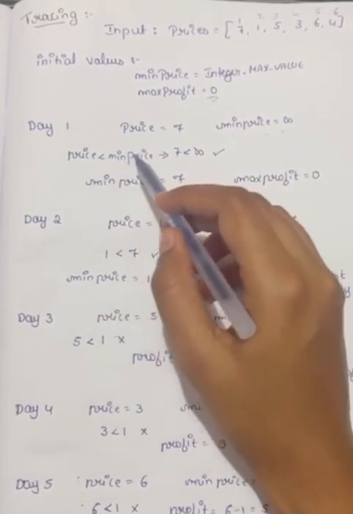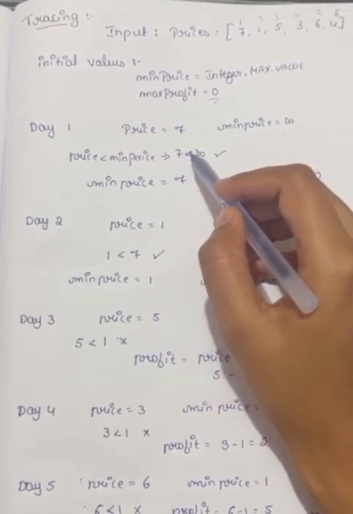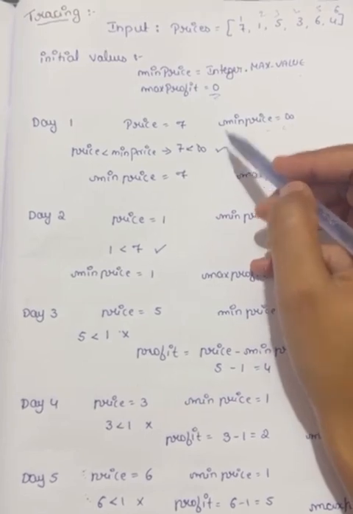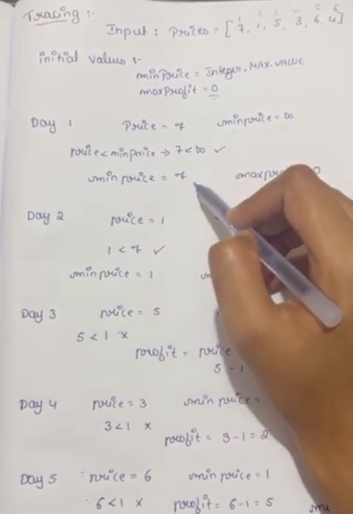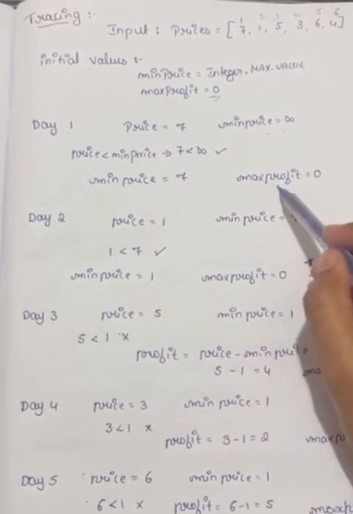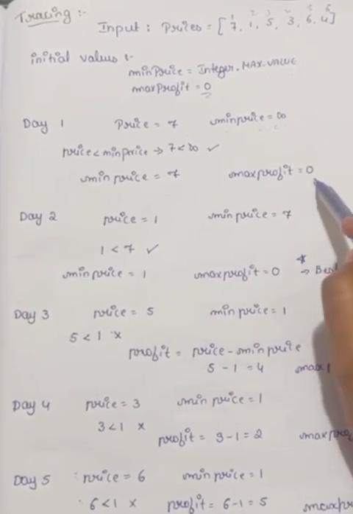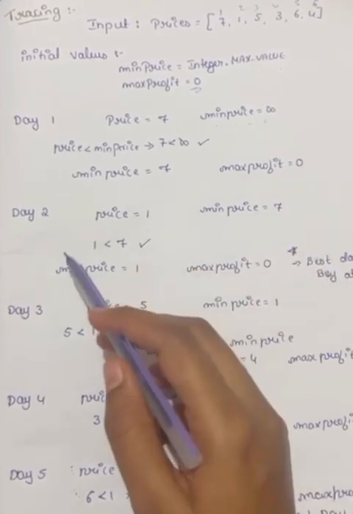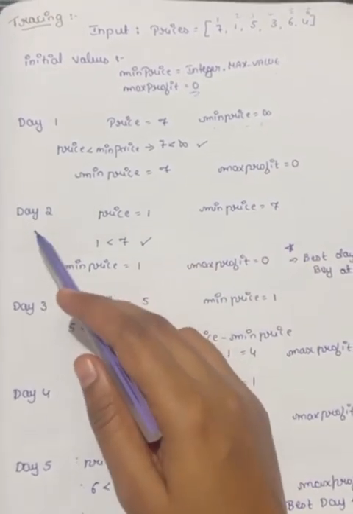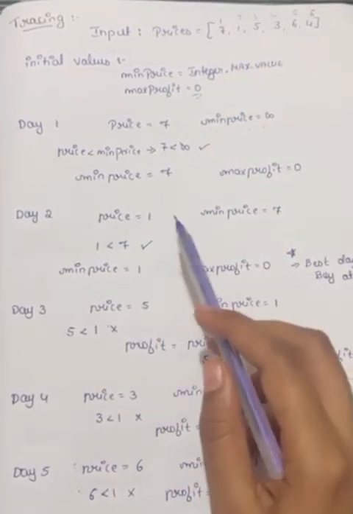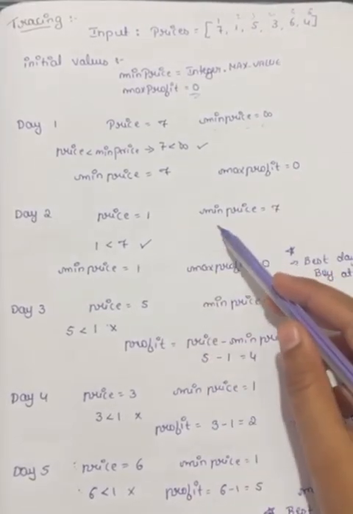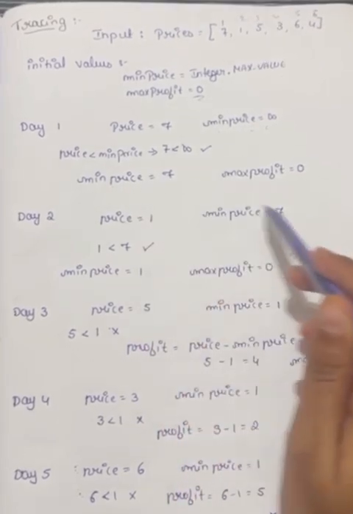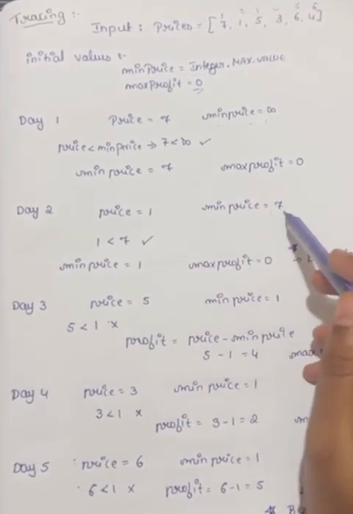If price is less than min price, that is 7 is less than infinity, yes, it satisfies the condition. So my min price becomes 7 and max profit is equal to 0. There will be no update for the max profit. Then again, I'll be checking with day 2. My day 2 price is 1 according to my example. Here my min price is updated from infinity to 7, so min price is equal to 7.